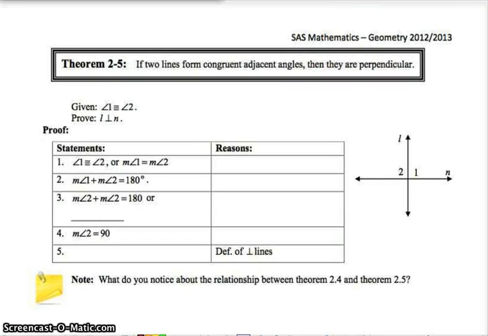Okay, moving on. If two lines form congruent adjacent angles, then they are perpendicular. So now we're going to prove this theorem. If two lines form congruent adjacent angles, then they are perpendicular. Go ahead and pause here for a minute and try to fill out this proof and see how you do.